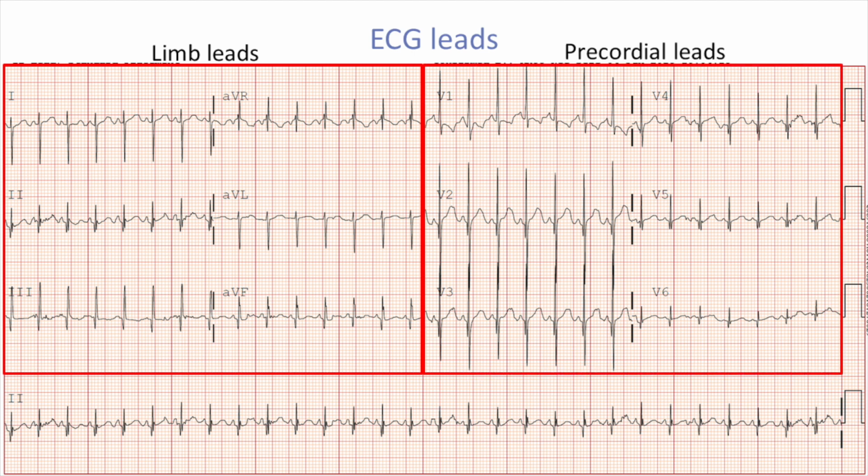The precordial leads are labeled as V1 to V6. They capture the electrical forces of the heart in the horizontal plane. The horizontal plane is the imaginary plane that divides the body into superior and inferior portions and is perpendicular to the frontal plane.